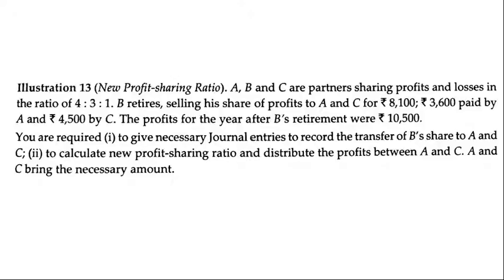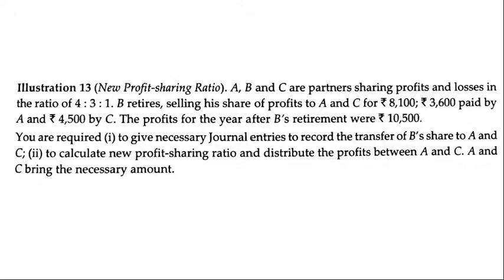You are required to give necessary journal entries to record the transfer of B's share to A and C, and to calculate the new profit sharing ratio and distribute the profits between A and C. A and C bring the necessary amount. They have to pay 8100 to B. For that, 3600 is paid by A and 4500 is paid by C.